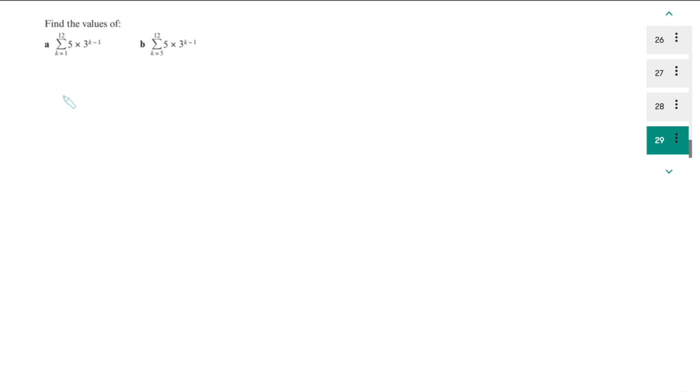So let's get a feel for it. Substitute k equals 1 into here. What is that first term going to be? Okay, so as an aside, we've got 5 times 3 to the 0. Please, if you're not absolutely convinced what 3 to the 0 is, go back and revise your indices work, because this should be something that is just very familiar to you. 3 to the 0 is 1. So our first term is 5.